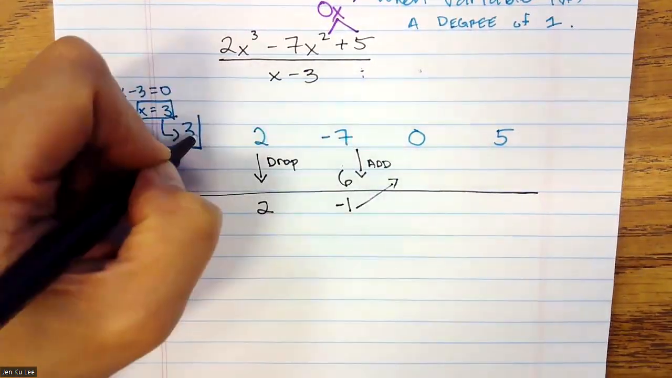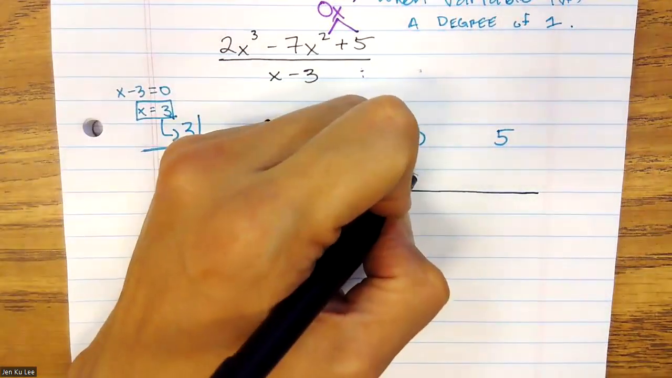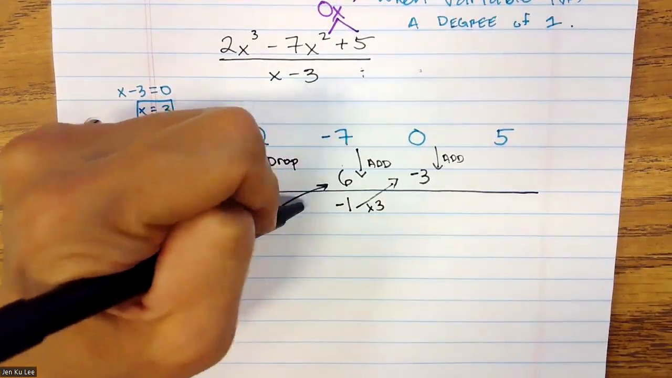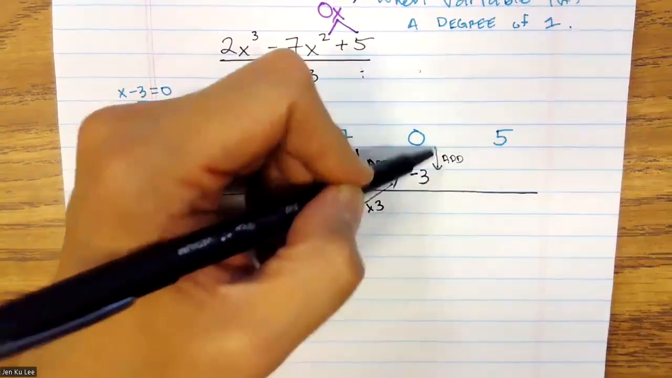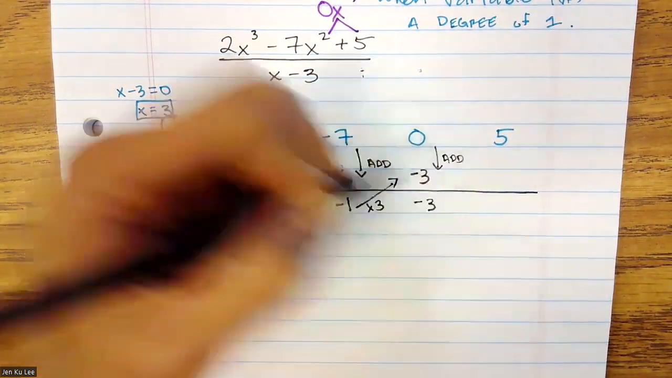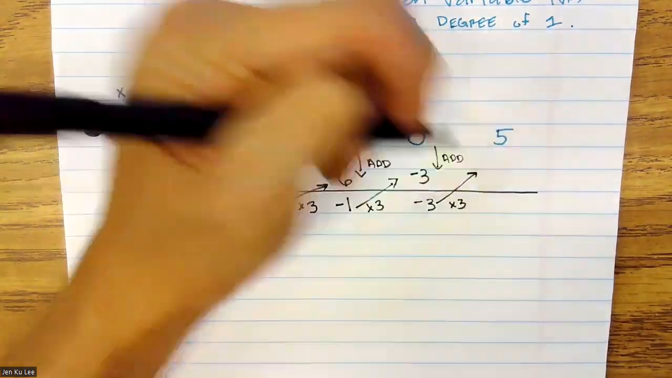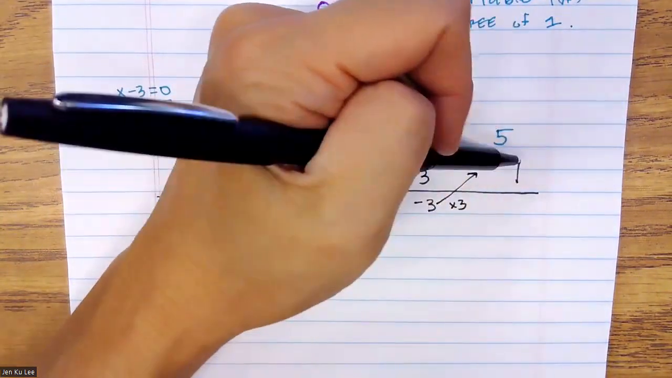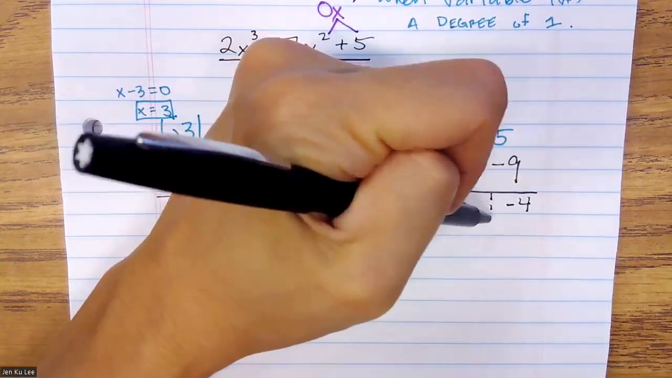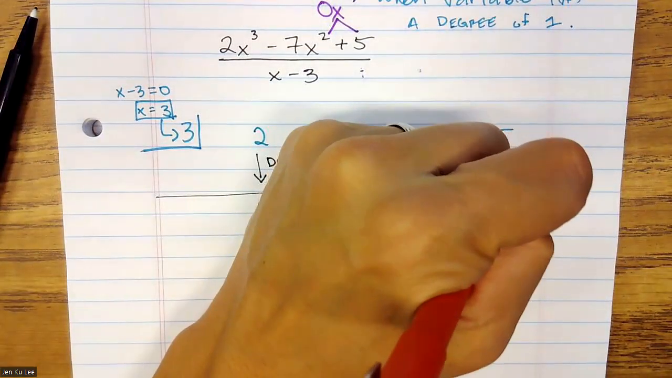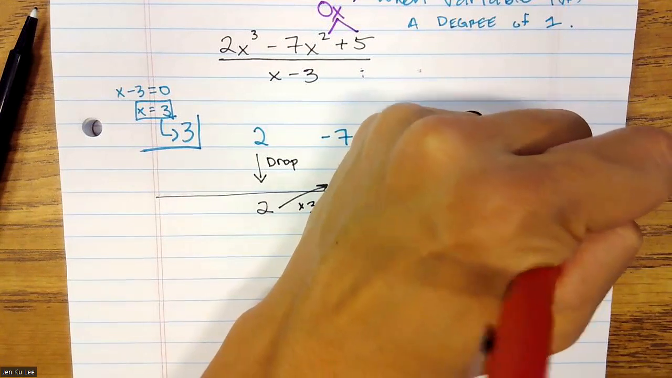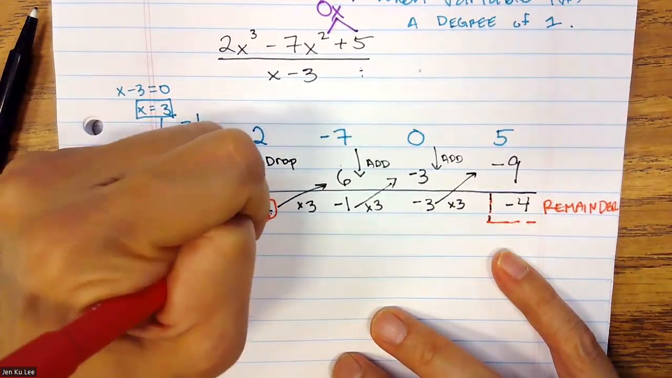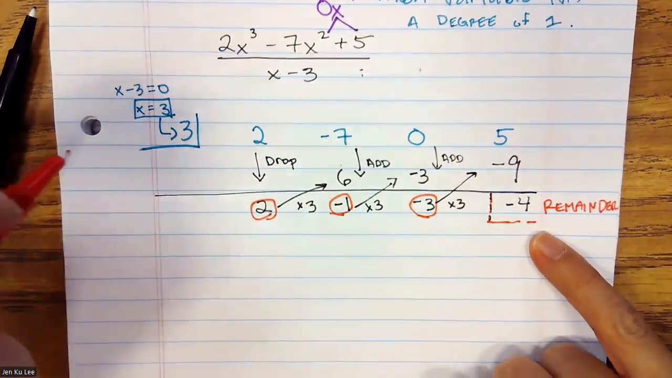I'm going to multiply by 3. So that's negative 3. 0, I'm going to add. Then I multiply here by 3 and add these: 0 minus 3 is negative 3. Then I multiply by 3 to get negative 9, and add it. 5 minus 9 is negative 4. This last box, the last term, will be your remainder. So we have a 2, a negative 1, a 3, and a negative 4 as your remainder.